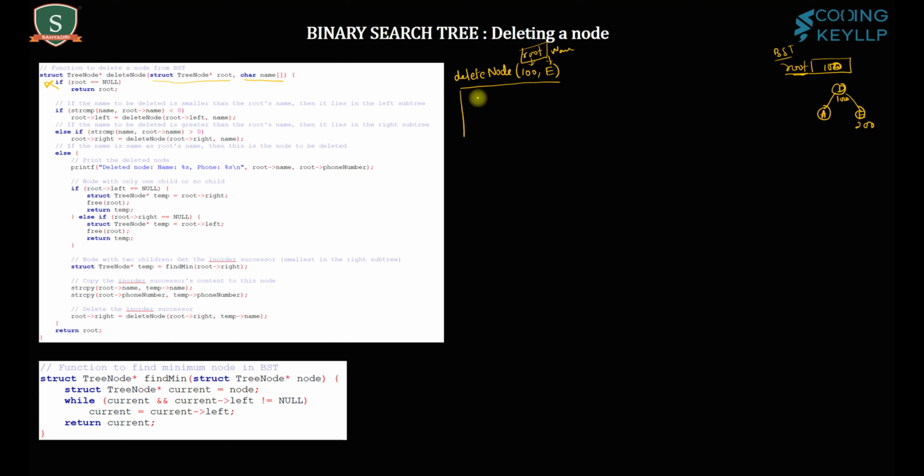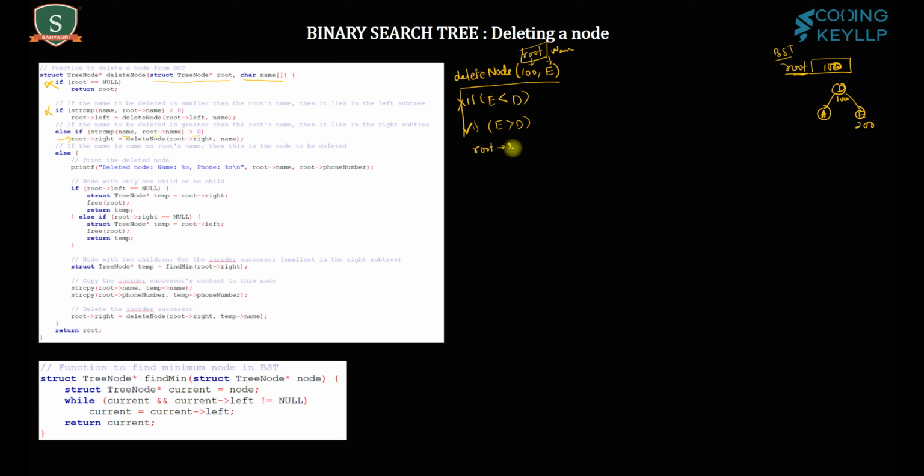Next, first condition, if string compare name, root name. So the name that you are looking for is e. E is lesser than d. Is the condition successful? No. This condition failed. Next, string compare name root greater than 0. So that means we are checking the condition if e is greater than d. Is the condition successful? Yes, the condition is successful. So it comes here. What is it doing?